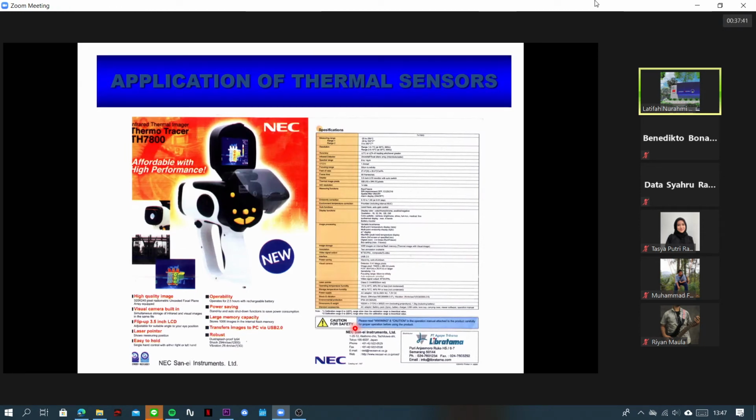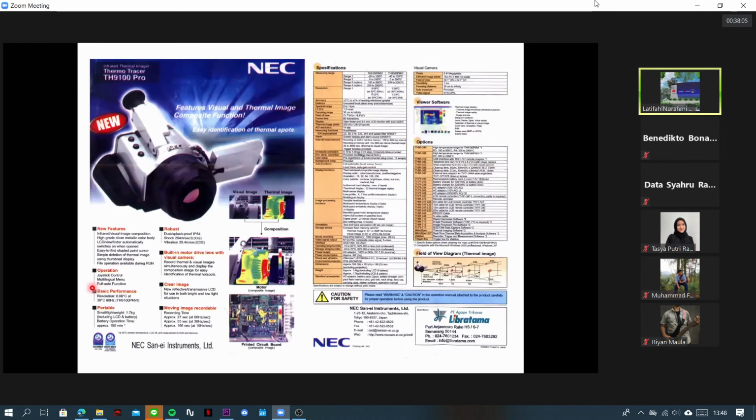Some applications of thermal sensors are available in the market, and they can be used in several applications. Affordable, high-performance thermal tracer using the infrared thermal imager. You can take a look at this in more detail. From a remote distance, we may measure the temperature, the feature, visual, and thermal image.